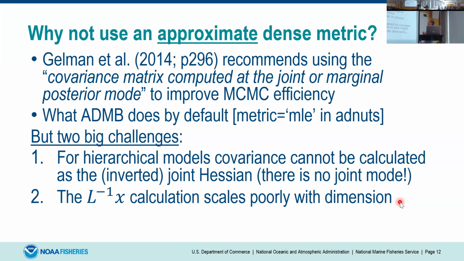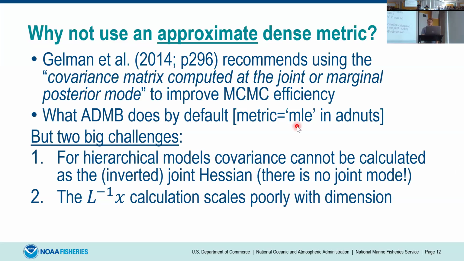Okay, so what's another option? We could use an approximate dense metric from before we start. This has been known for a long time. The classic Gelman Bayesian data analysis book talks about this: take your Hessian at the mode, invert it, and use that. That's what ADMB has done for 20 or 30 years, and that's why ADMB was, and still is, quite good at this sampling.